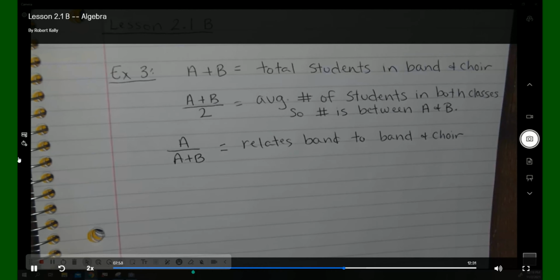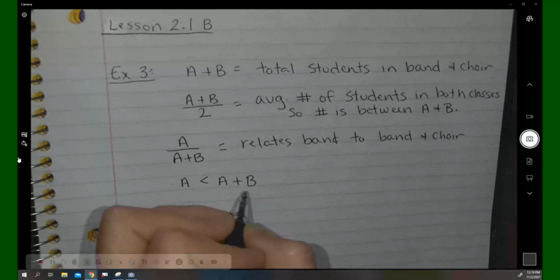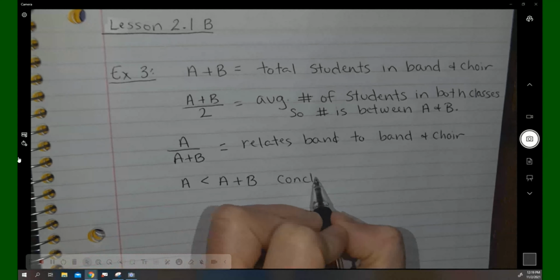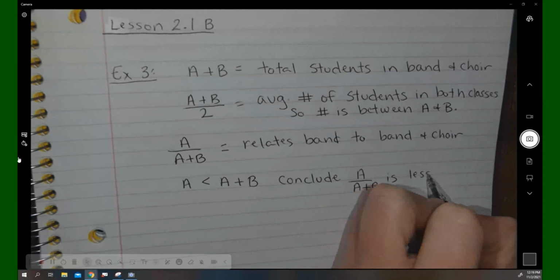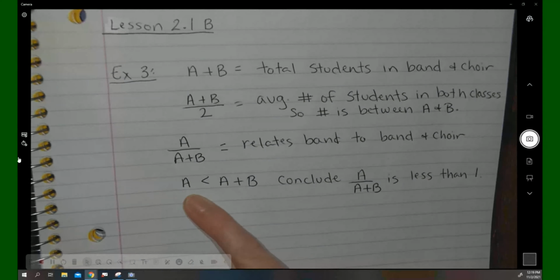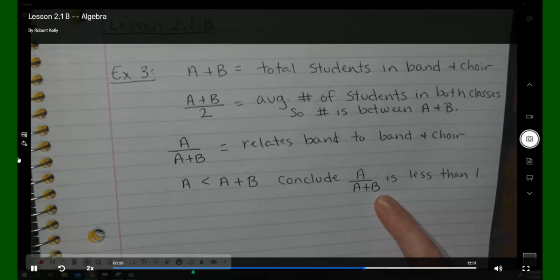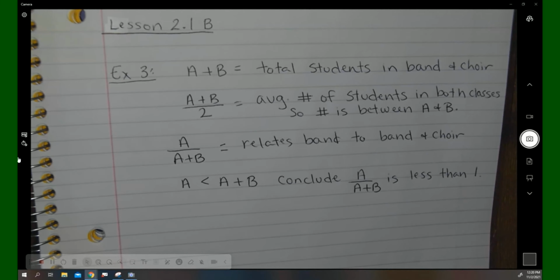Now, since we know that the students that are only in band are less than the students in the combination of the two classes, we can make a conclusion that A over A plus B is going to be a number that's less than 1. Because essentially, it's like making a fraction. So let's say A is 4 and B is 5, right? We'd have 4 on the top divided by 4 plus 5, which is 9. 4 divided by 9 is going to give us a number that's smaller than 1 because it's a regular fraction. It's not improper or anything like that. So that's how we can make the conclusion that it's going to be less than 1.